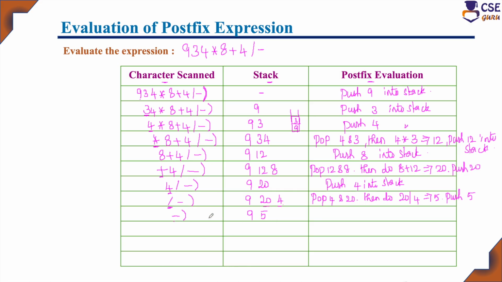This is the minus operator. So here pop 5 and 9. Then implement 9 minus 5. Subtraction you have to do, and then the result will be 4. Push 4 into the stack. Now 4 will be there.